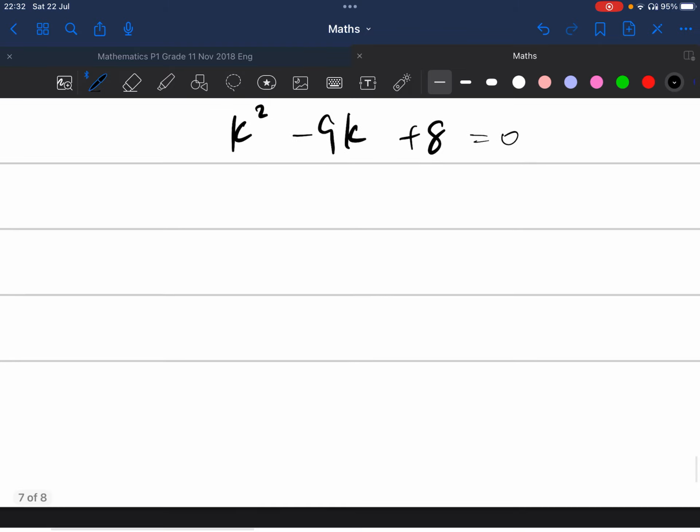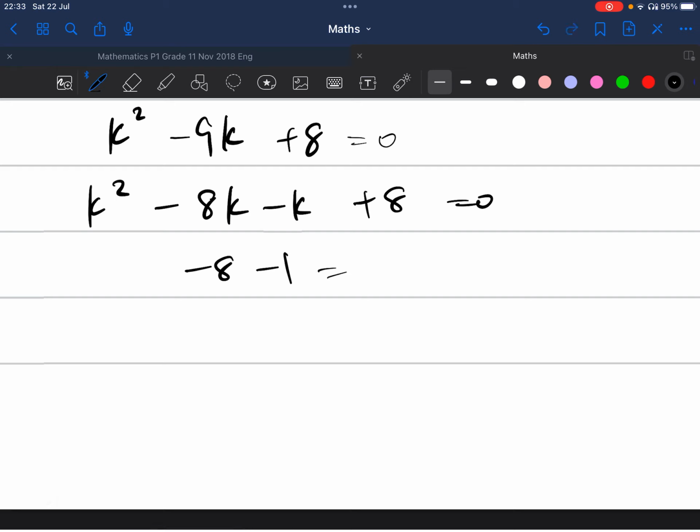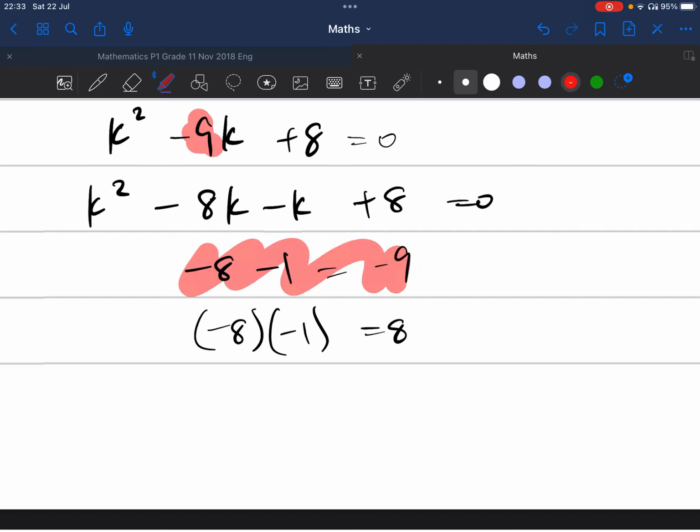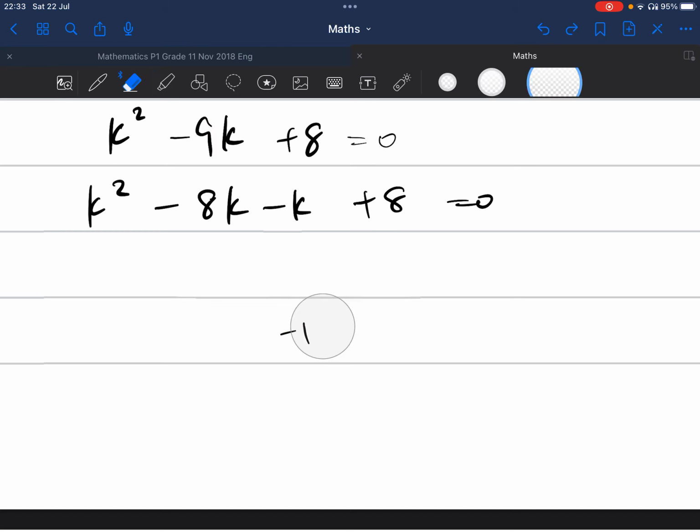Now it's a simple case of solving this. So let's find two numbers that when I add them together I get minus 9, and when I multiply them I get 8. Okay, so let's try. k squared minus 8k minus k plus 8 equals 0. If I take minus 8 minus 1, because remember saying minus k is the same as saying minus 1k, that'll give me minus 9. And if I take minus 8 times minus 1, that'll give me 8. So when I added them, I got minus 9. When I multiplied them, I got 8. So that means those will work. Okay, so let's get rid of this. And now it's a simple case of just factorizing.